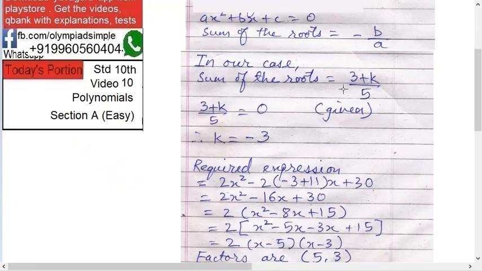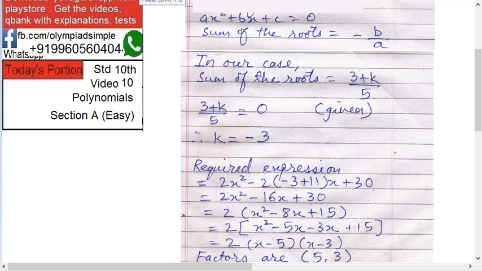Now it's simple. The expression becomes 2x² − 2(−3 + 1)x + 30. Solve this, and you will get 2x² + 4x... to take 2 common, it becomes 2(x² − 8x + 15).